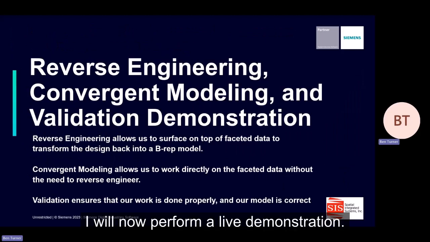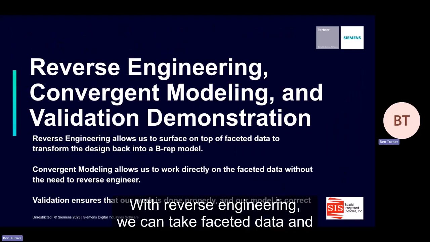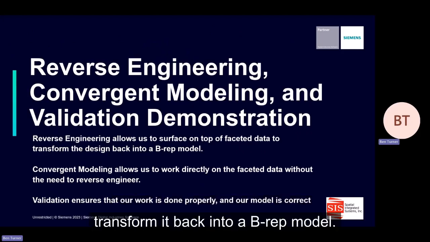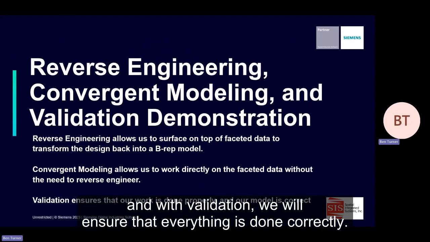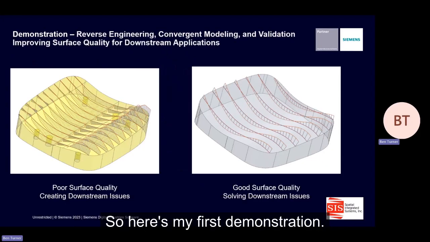I will now perform a live demonstration. With reverse engineering, we can take faceted data and transform it back into a BREP model. With convergent modeling, we can make direct changes to faceted data, and with validation, we will ensure that everything is done correctly. So here's my first demonstration.